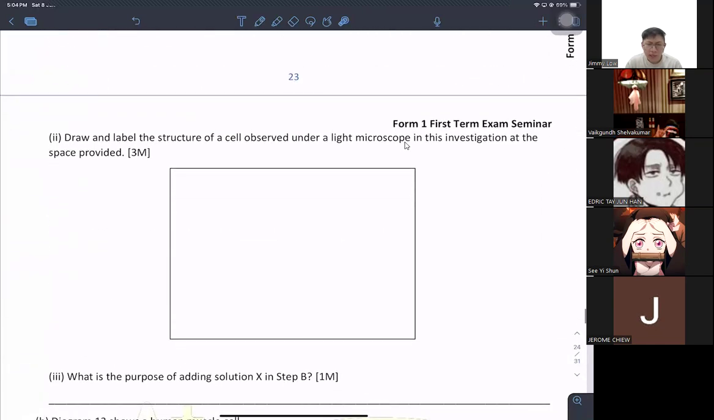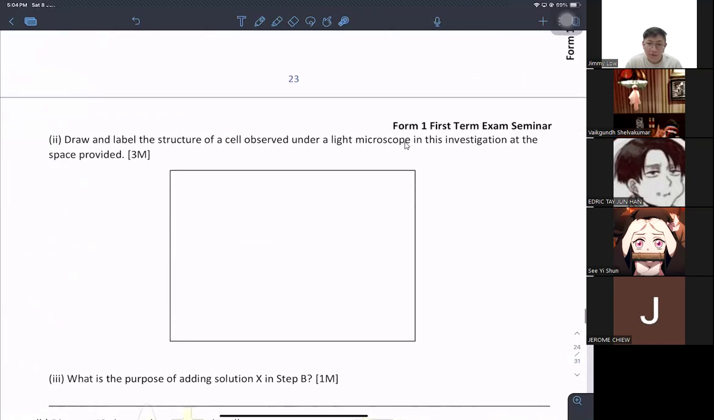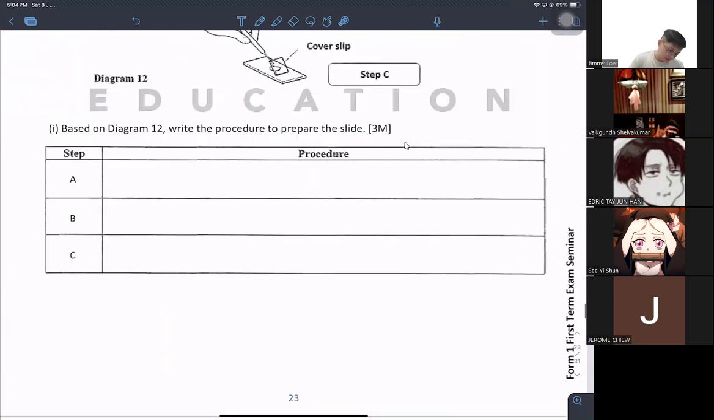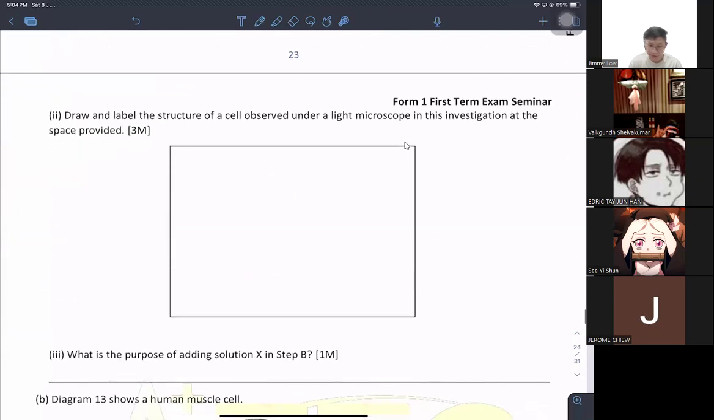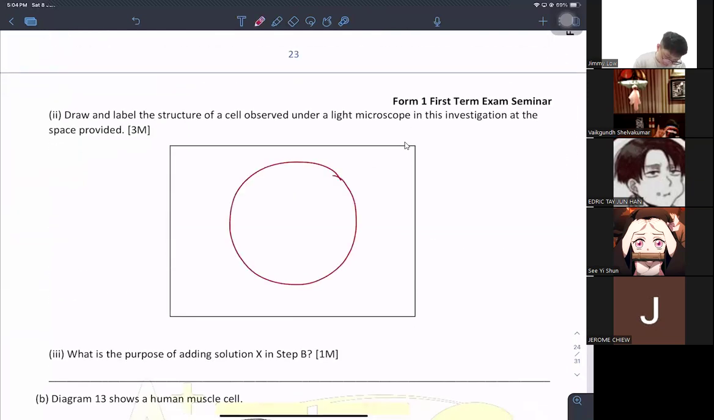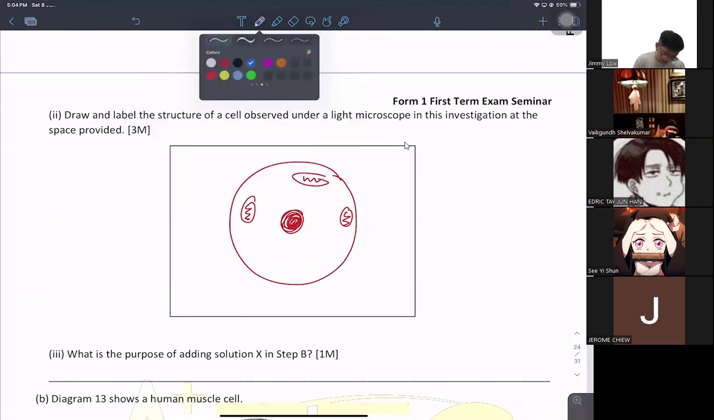Draw and label the structure of a cell observed under light microscope. So this is what we call cheek cell. Human. Human is not plant, right? So sketch it out, 3 marks. And you have mitochondria. Then you have nucleus. Basically that's all. Just sketch something like this. Just 4 things inside, right?